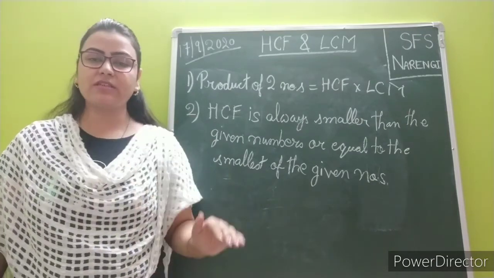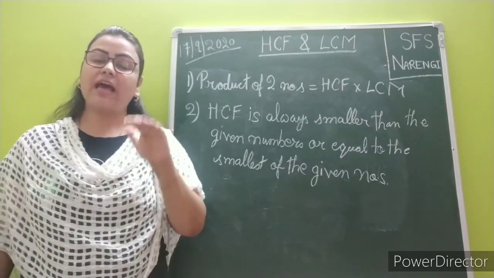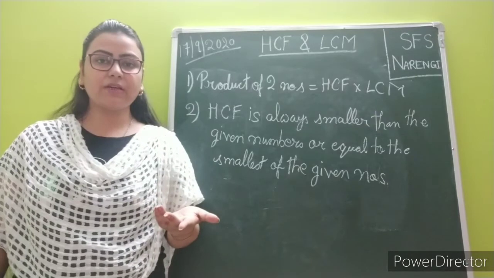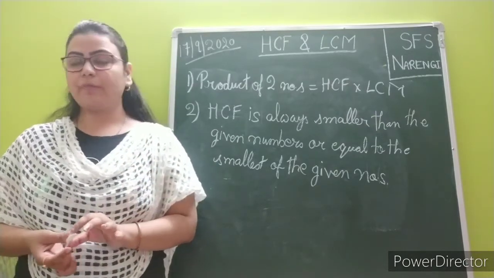8 is not an option. 7 is not an option. It will never come below the given numbers. Either it will always be more than the given numbers, or it can be equal to the highest of the given numbers. Okay.